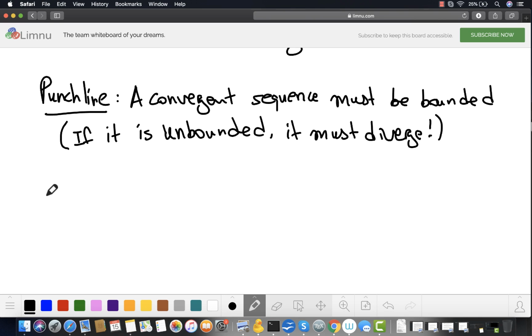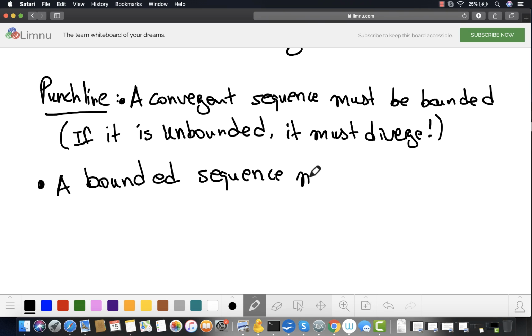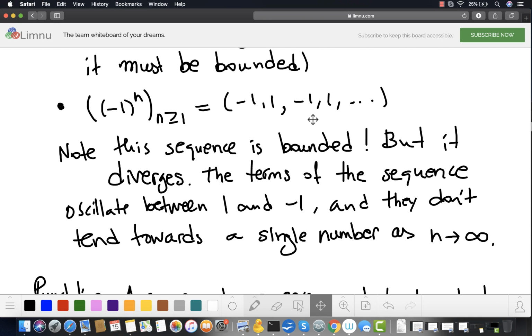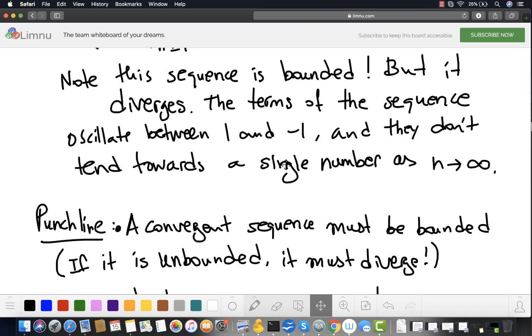And the second remark is that a bounded sequence may not converge, as we saw above in the second example. Like in this example here, the sequence was bounded, but it didn't converge.